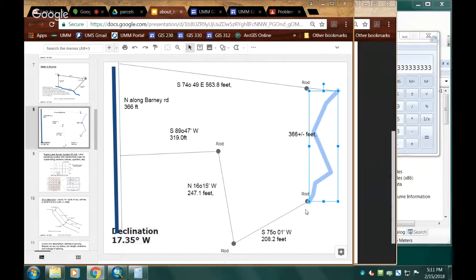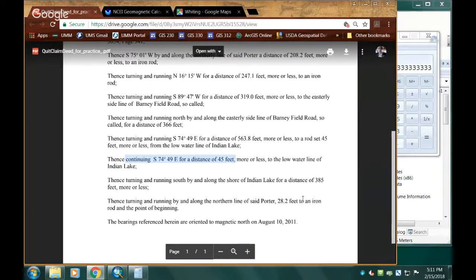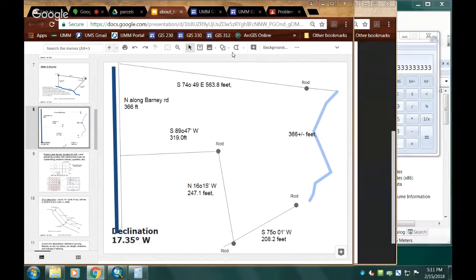And actually, this original spot was about 28 feet from the lake, as I recall, right? Yep, 28.2 feet. So there's another line, one last line, we're almost there. Yes, it is an oddly shaped parcel, but a lot of them are. It's not uncommon. There we are. Hey, it closed and everything.